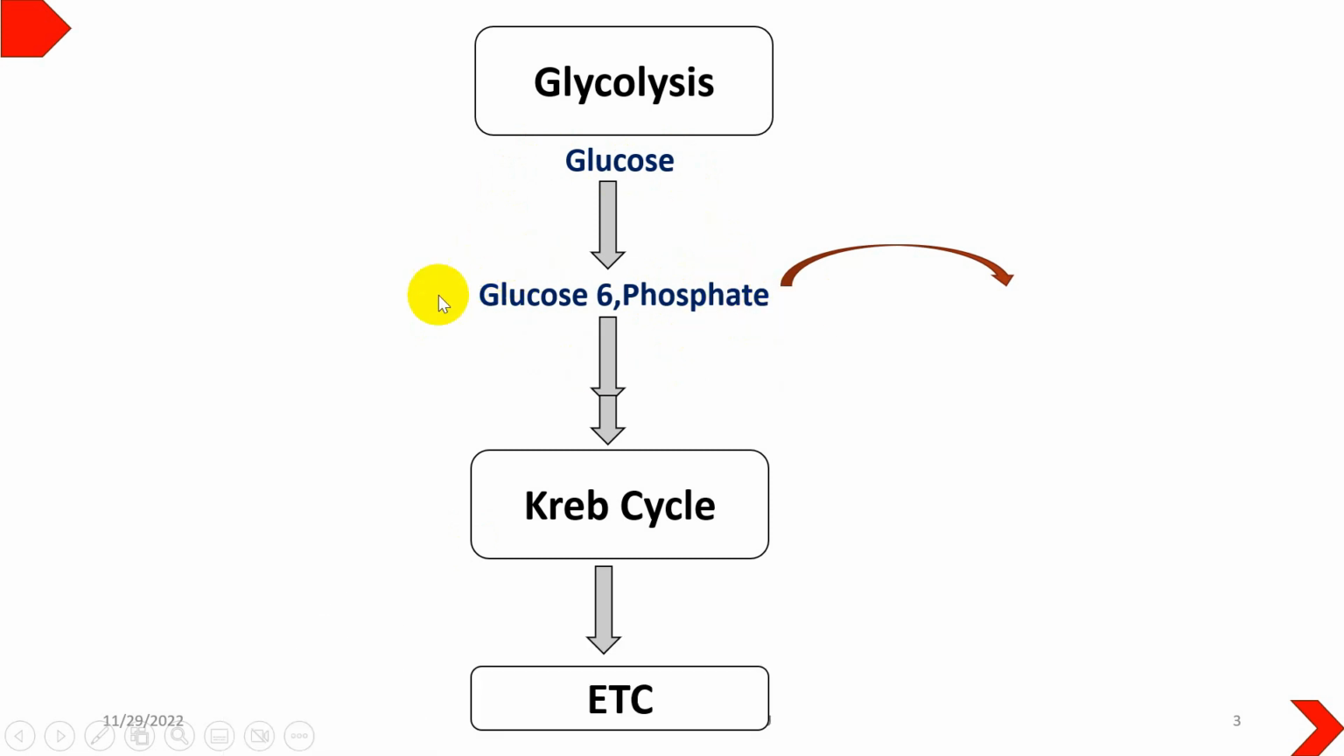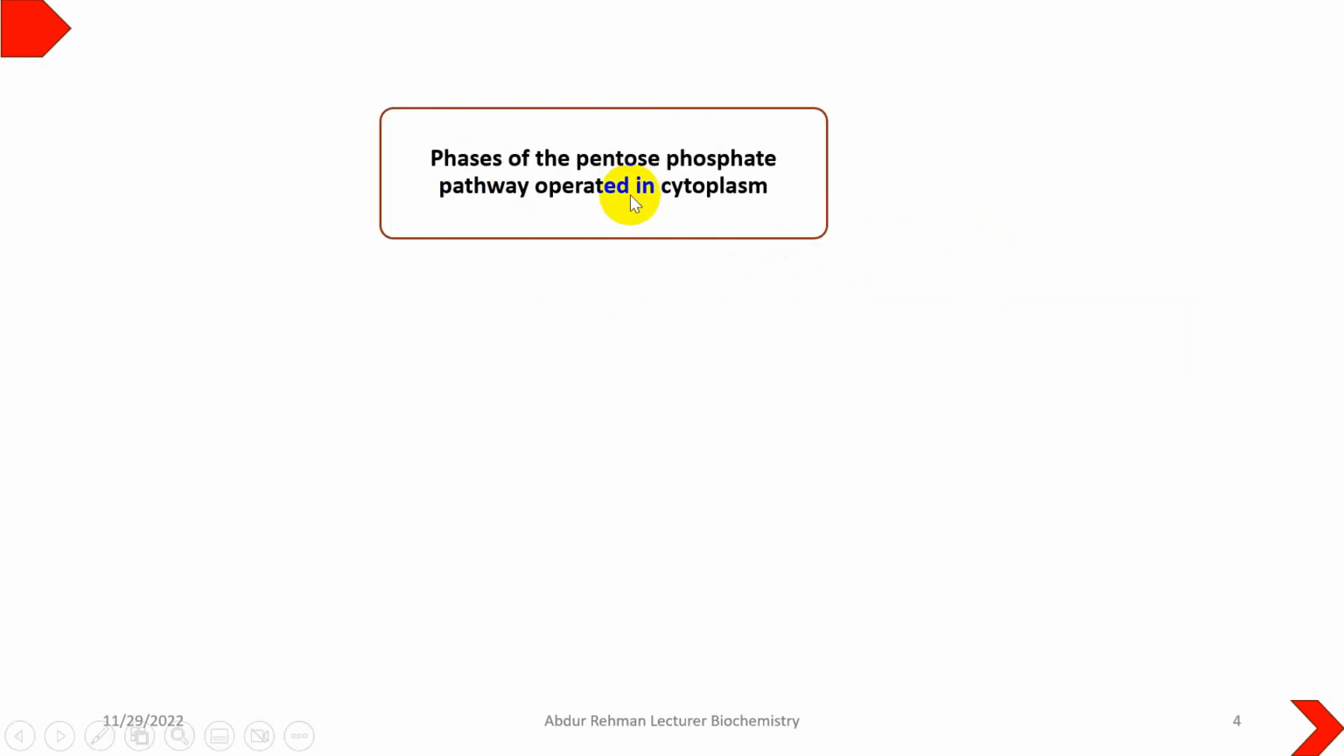We know that glucose 6-phosphate is a kind of intermediate that could go either way: to gluconeogenesis, to the pentose phosphate pathway, or to glycogenesis. So this is an intermediate molecule, and when the body demands, it can move toward the pentose phosphate pathway. This pathway is operated in the cytoplasm, and it has two phases.